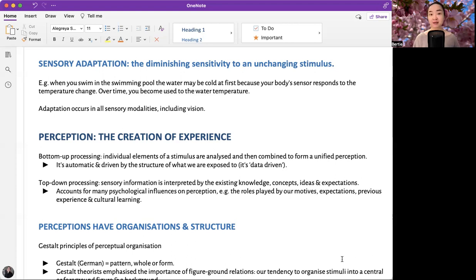Top-down processing. Sensory information is interpreted by the existing knowledge, concepts, ideas, and expectations. It accounts for many psychological influences on perception. For example, the roles played by our motives, expectations, previous experience, and cultural learning.